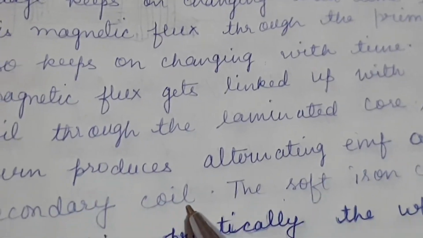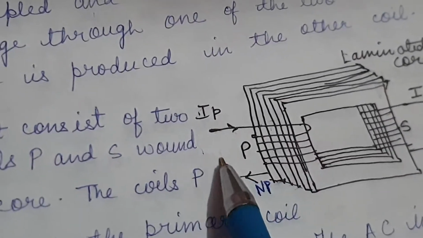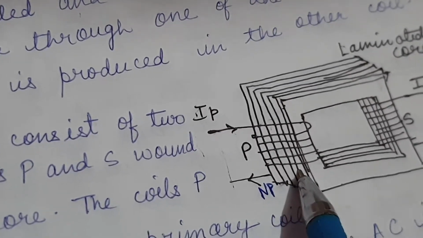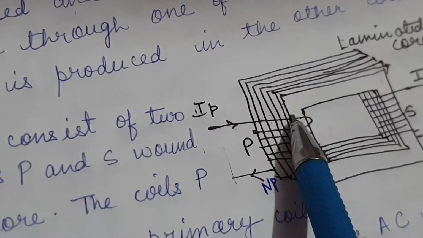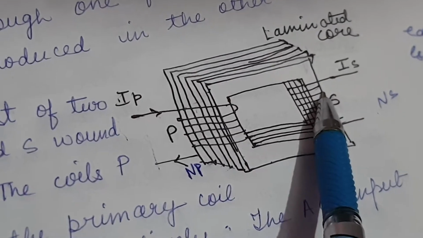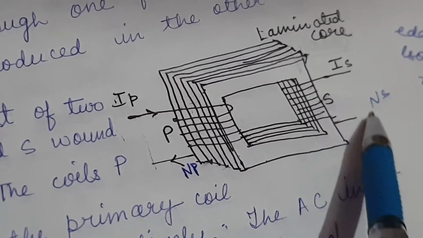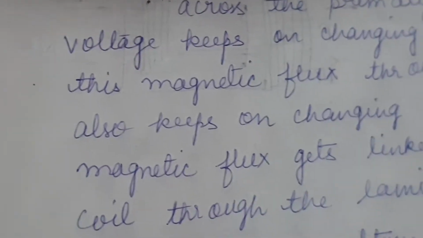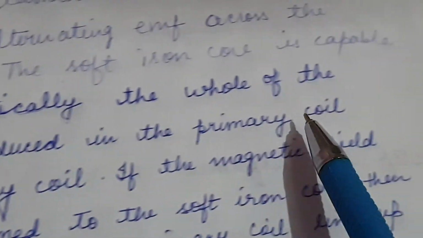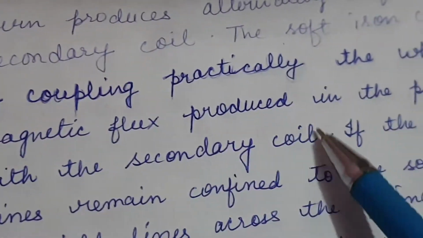Since in the primary coil, here we have the primary coil, we are applying the alternating EMF. So the voltage keeps on changing with time, and due to that the magnetic flux also changes, and due to this the magnetic flux linked with the secondary will also change, and an induced EMF is produced across the secondary coil. Now, the soft iron core is capable of linking practically the whole of the magnetic flux produced in the primary coil with the secondary coil.